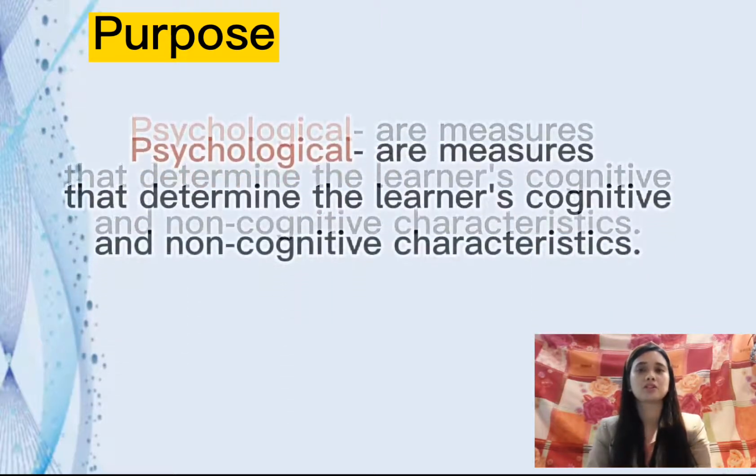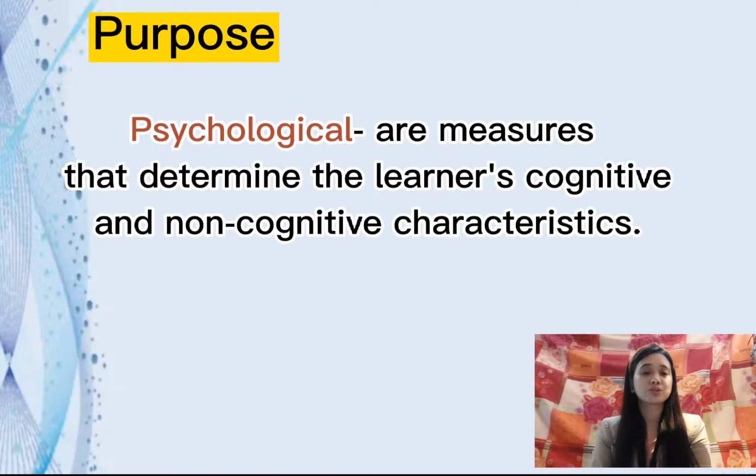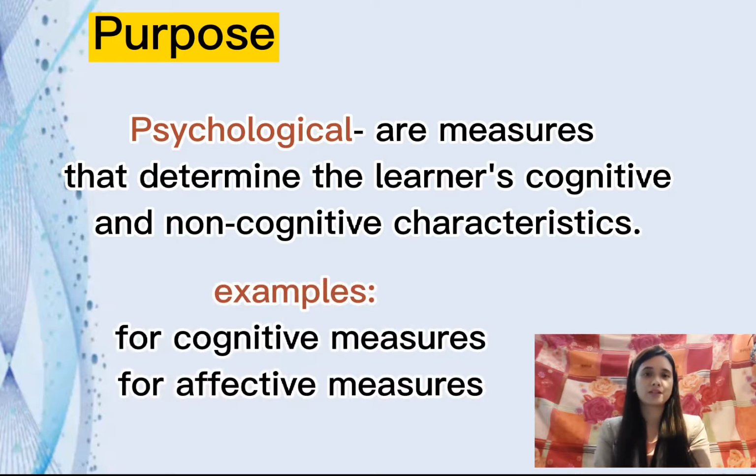So what do you mean by psychological? Psychological assessments are measures that determine the learner's cognitive and non-cognitive characteristics. The examples for that are cognitive measures and affective measures. When we say cognitive measures, it is a test for ability, aptitude, and critical thinking, referring to the student's beliefs and thoughts. And for affective measures, it is tests for personality, motivation, attitude, interest, and disposition. It is referring to the feelings and emotions.